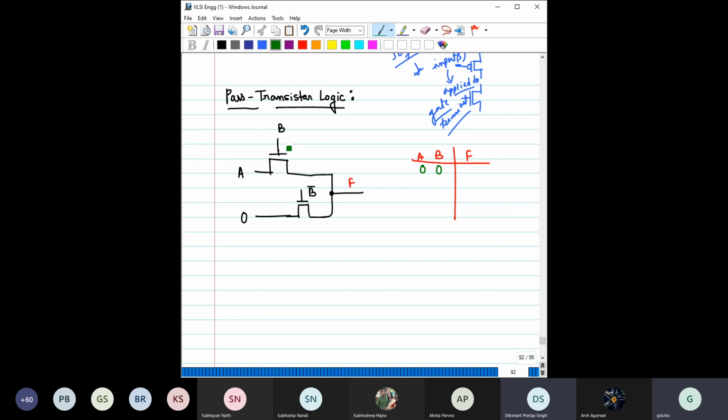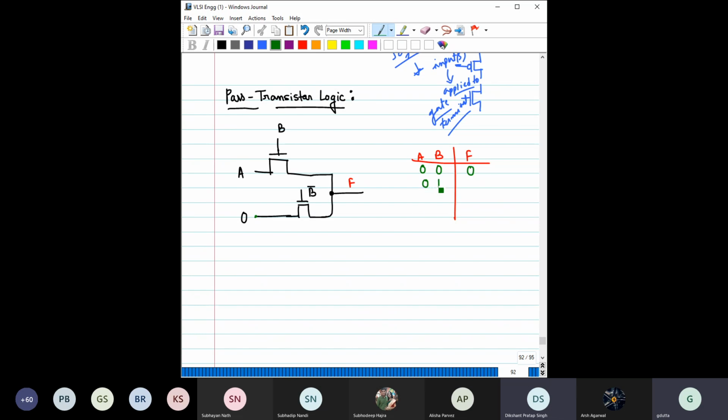So B equal to 0 means the transistor with B at its gate is off, and B bar is 1, so the other transistor is on. The one that is off is a high impedance, so its resistance is quite high. But here the transistor is on, and here you have applied 0. That means 0 has now been connected to this F.